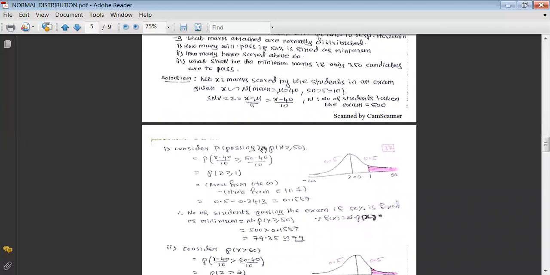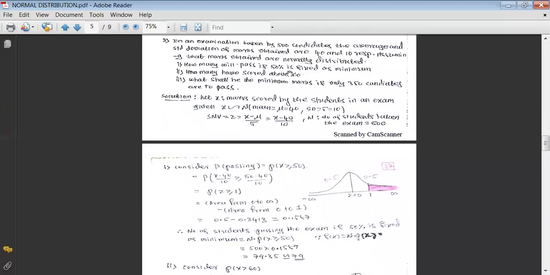In this case, the student passes if he or she scores 50 or more marks. Here we have taken X as marks, so passing is considered only when X is greater than or equal to 50. Again, this is normal. Convert it to standard normal by subtracting the mean 40 and dividing by the standard deviation 10. We get Z, and 50 minus 40 is 10, and 10 by 10 is 1. Now we have to find the probability that Z is greater than or equal to 1.